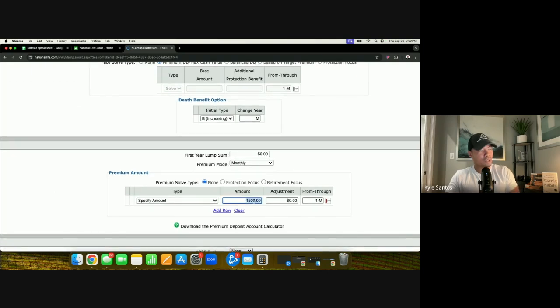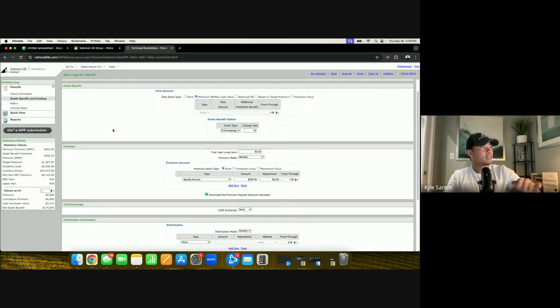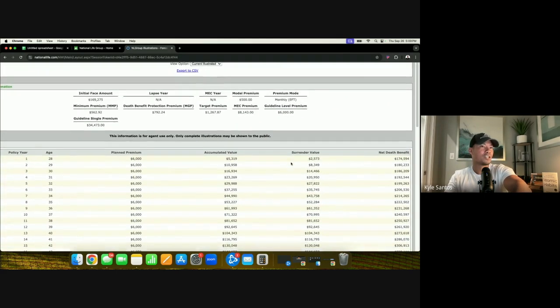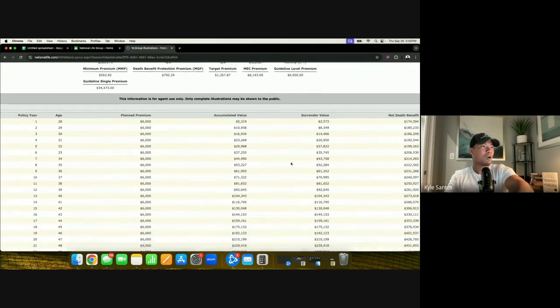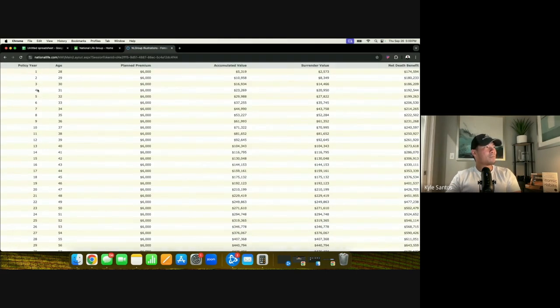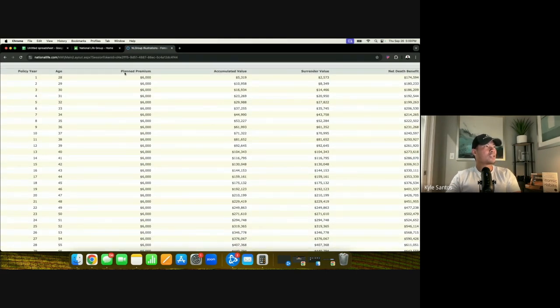Let's say this person wants to put in, let's do something an average Joe can do, right? $500 a month. All right. So here, let's check this out. Here is the illustration. So here on this page, you're going to see a properly funded, properly structured IUL. All the way in the left column is the policy year. Second column is the age. Third is planned premium, so $6,000 a year. That breaks down to $500 a month.